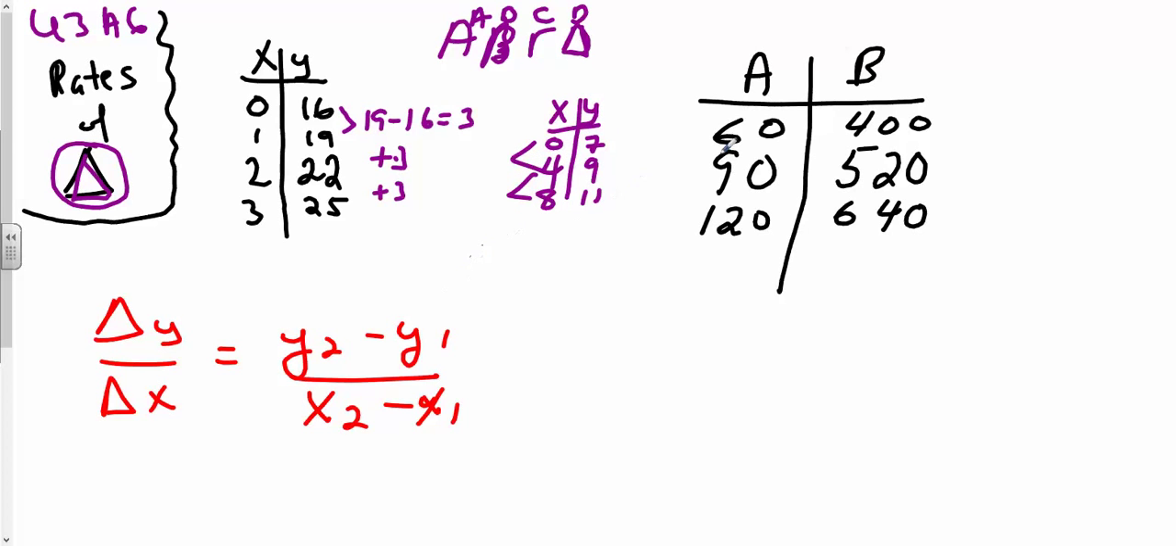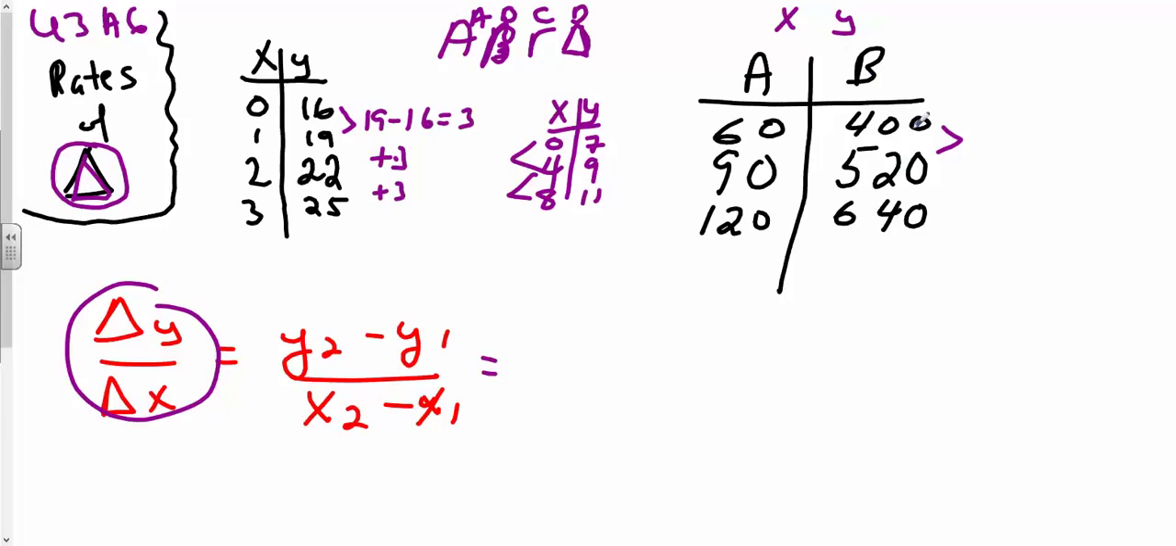Let me use a word problem here, and I don't know what the word problem is all about, but let's say I have a table of values which involves A and B. My A values are 60, 90, 120, and my B values are 400, 520, and 640. So if I want to find the rate of change here, I can use this formula, which is delta y over delta x. But the other thing I can do is say, what happens in this dependent value column? So x and y, and b in this case is my dependent.